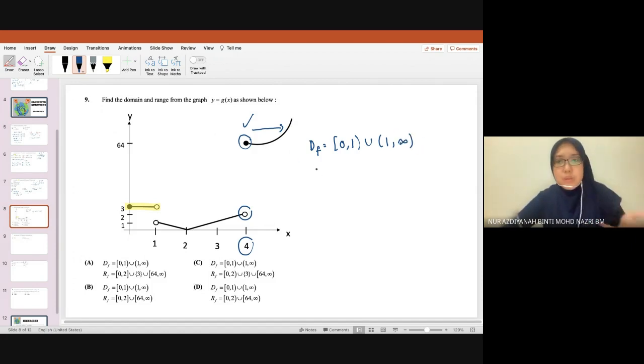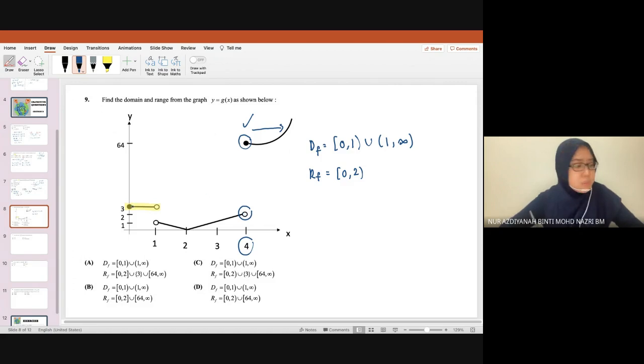Okay, so what about the range pula? Okay, now take a look at the value for y. Untuk y, kita start daripada here ada the lowest value is 0, right? So 0 ni termasuklah kat sini, okay, because it touch that point. So from 0 until here is 2, 2 tak termasuk, betul tak? Okay, kat sini 2 tak termasuk. So 0 until 2. So it's not included here.